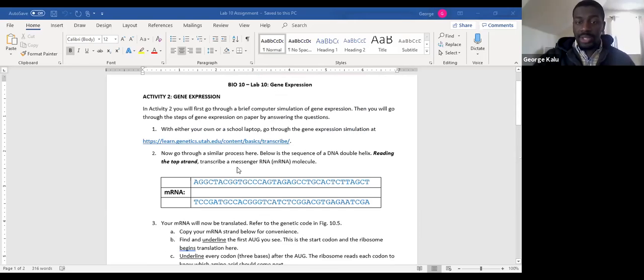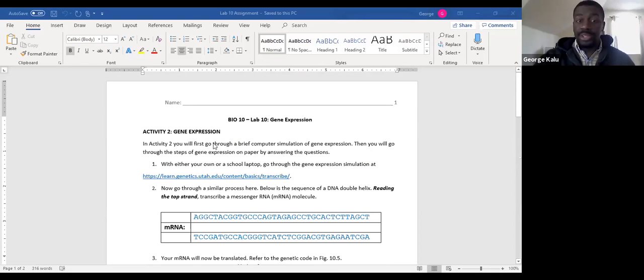Any questions on what we're going to be doing for lab? Again, all we're doing is just activity 2. Once you're done with that, you're done for lab, and that's it. Any questions on what's happening here?